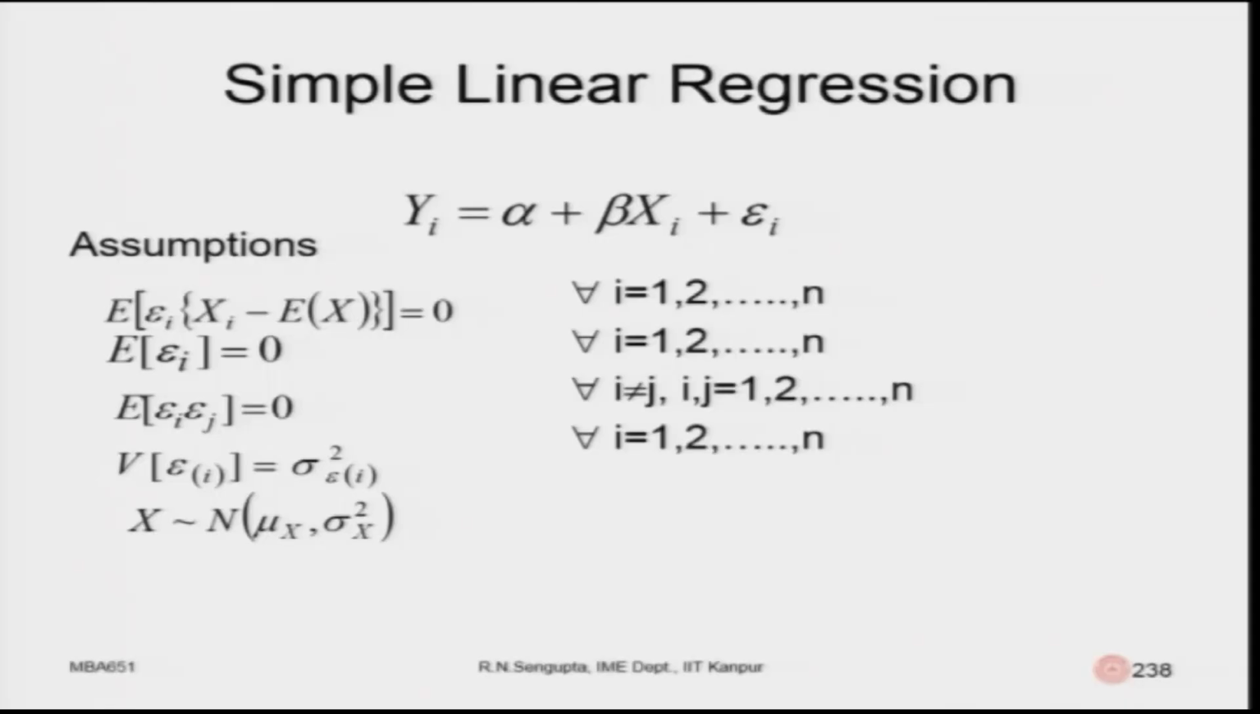Generally, for the simple linear regression, I am going to come to the multilinear regression later on, please bear with me. For the simple linear regression, yi is given by alpha, there is no suffix for alpha, plus beta, there is no suffix for beta, xi plus epsilon i. These i's mean the reading number. So, if you have 10 readings, i would be 1, 2, 3, 4, 5, 6, 7, 8, 9, 10.